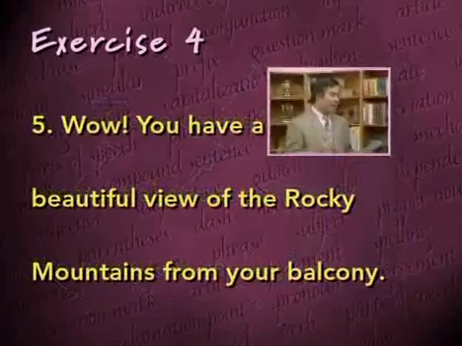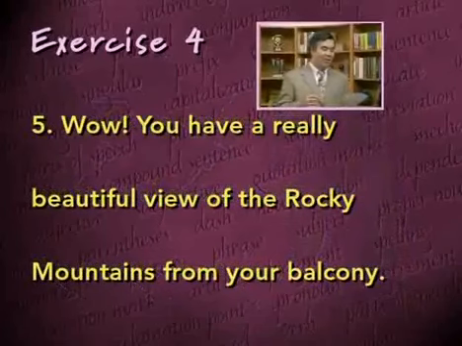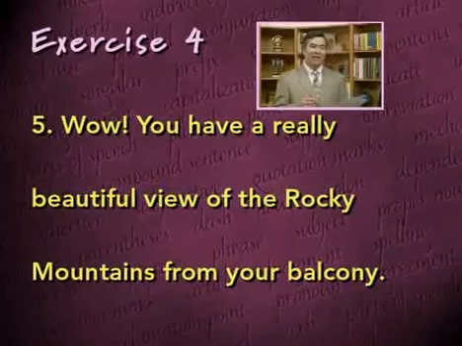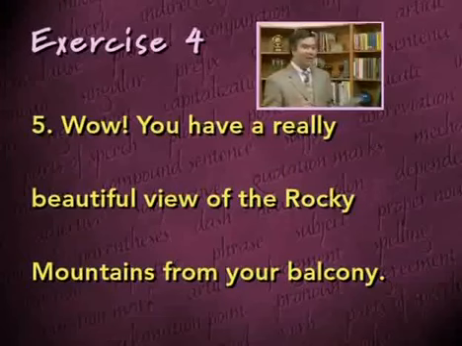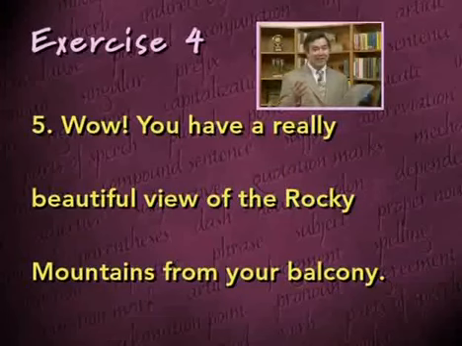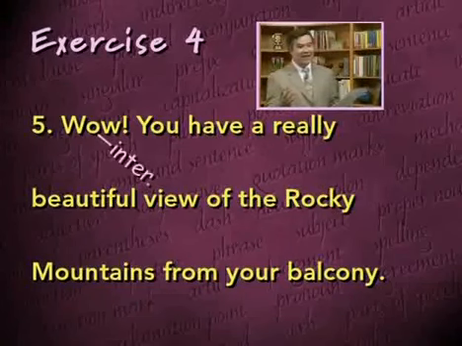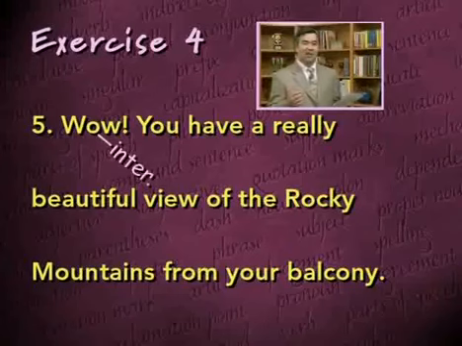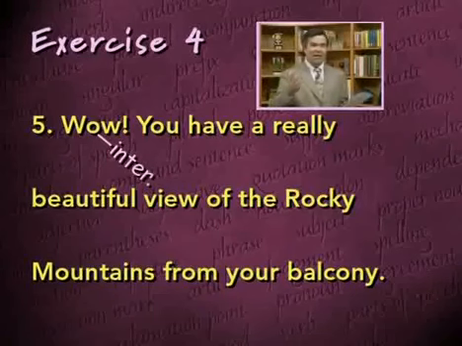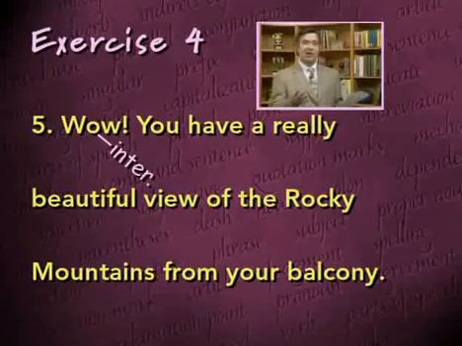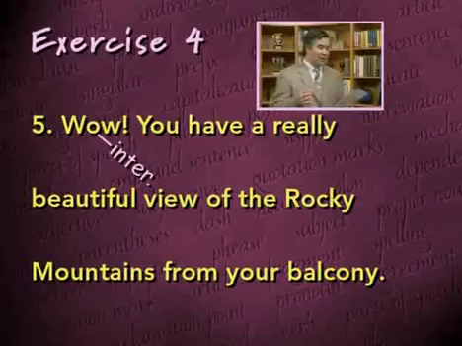Now our last example. Wow, you have a really beautiful view of the Rocky Mountains from your balcony. Of course, we had to stick in at least one example of an interjection, and the first word here, wow, is our interjection. It has an exclamation point, which interjections often do, and it's not grammatically connected to the rest of the sentence. The meaning is connected, but there's no special linkage grammatically. Now let's look at the rest of the sentence.